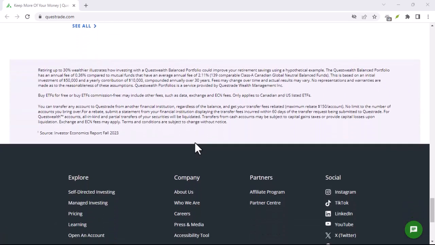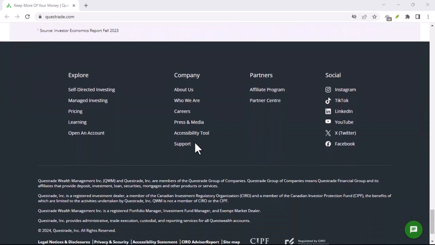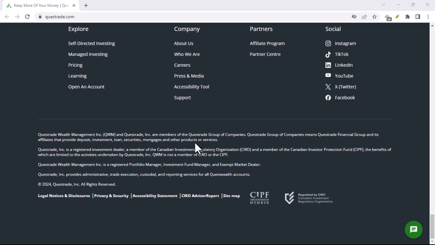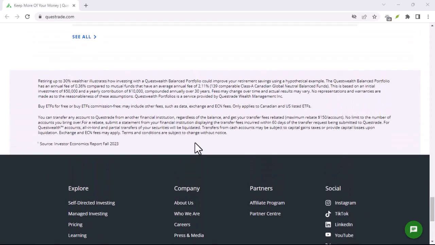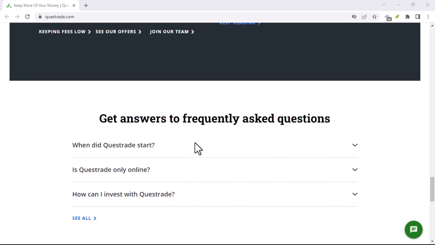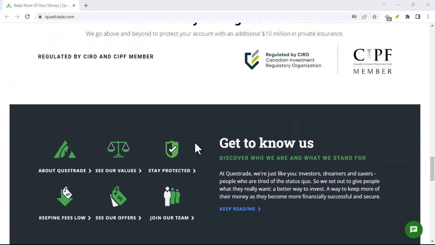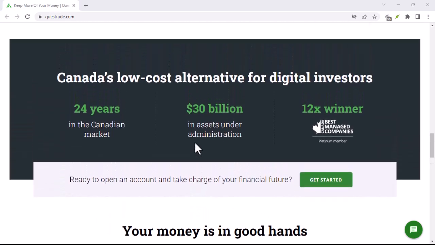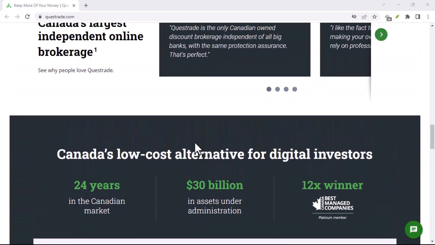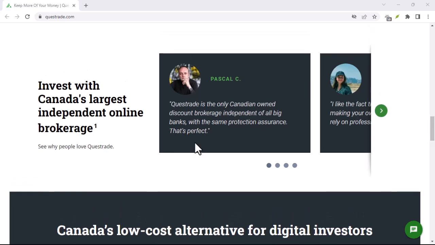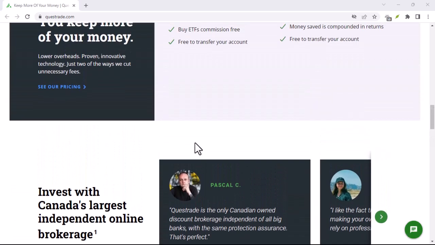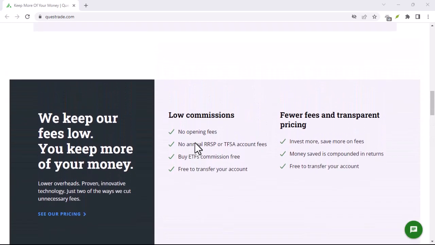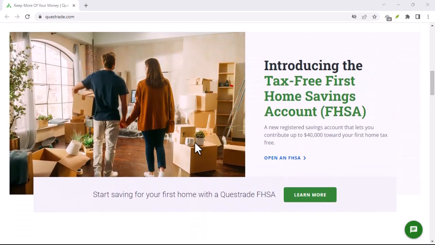One of the great things about Questrade is its user-friendly platform, which makes it easy for investors of all levels to manage their portfolios. Log into your Questrade account. The first step in transferring money between Questrade accounts is to log into your online account. Once you're logged in, you'll need to navigate to the Transfers or Move Money section. This is typically located in the main menu or under the Account tab.